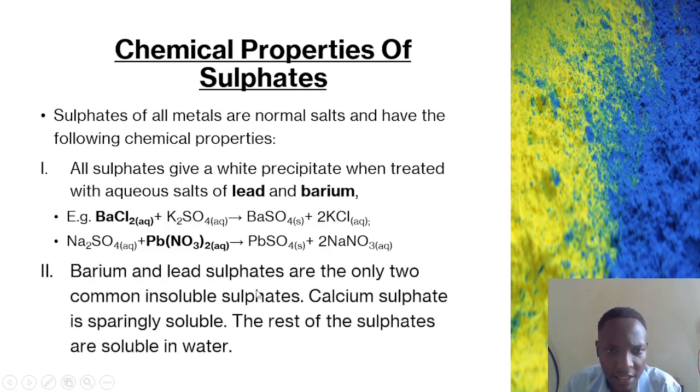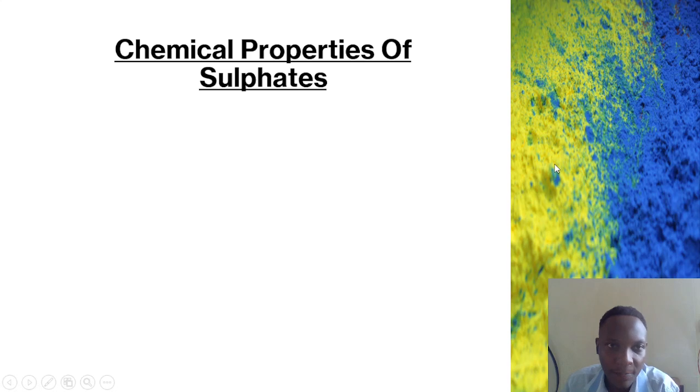Moving on, barium and lead sulfates are the only two common insoluble sulfates. While calcium sulfate is sparingly soluble, it means that it's just a little bit soluble. The rest of the sulfates are soluble in water. So that's the chemical property of the sulfates, distinguishing them in terms of their solubility.